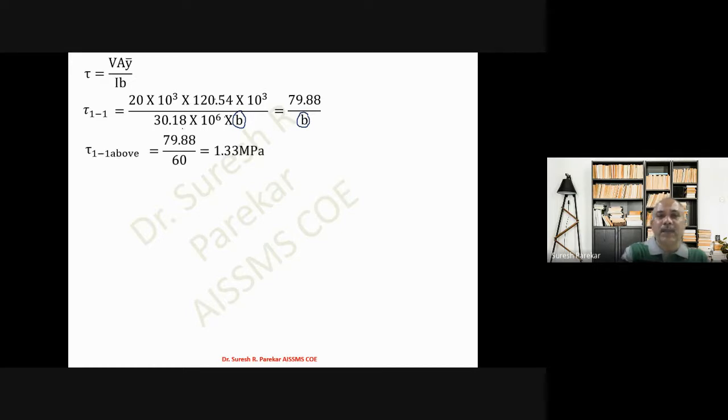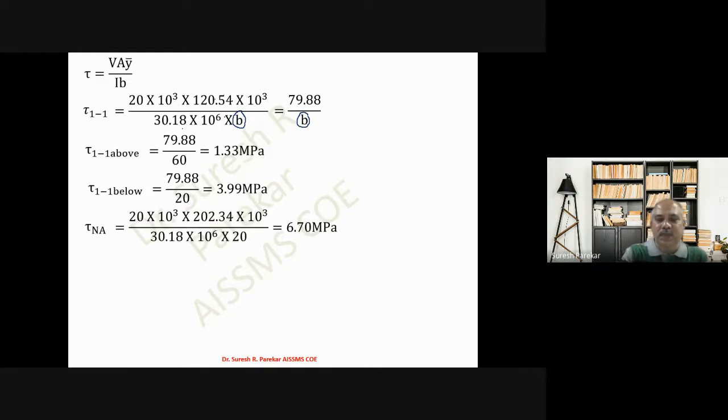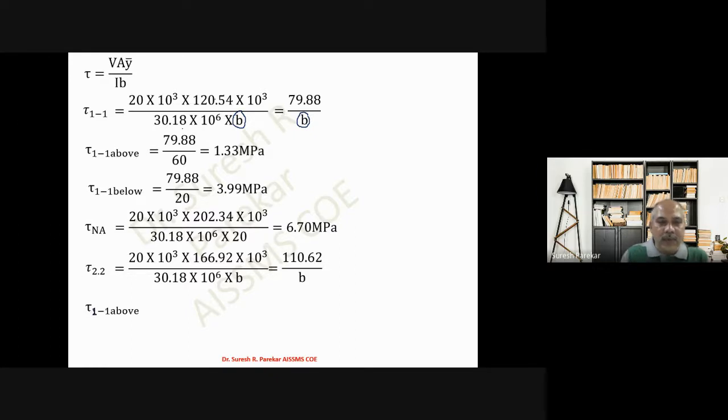Now above the junction, where the width is 60, we have tau 1-1 as 7.33, and below, where the width is 20, the value is 3.99 MPa. Then we go to the neutral axis, so we substitute VAy bar upon Ib, 6.7 at 2-2. Again in terms of b, tau 2-2 above is 5.53, and below it comes to 0.92 MPa.